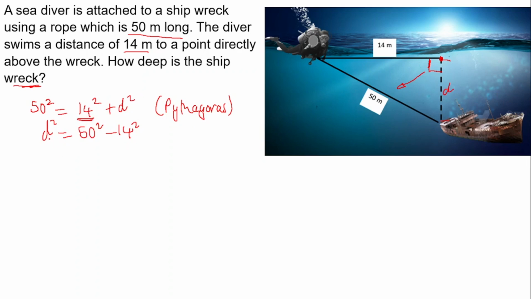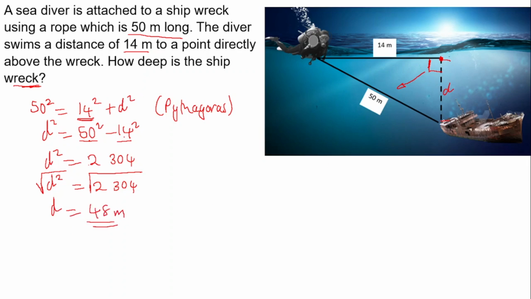And then now what we do to find d, we find the square root of this. Let's get 50 squared minus 14 squared. What is it? So d squared is equal to 50 squared minus 14 squared is equal to 2304, right? And then what we do after that, we square root both sides. So d squared, find the square root of d squared, and then find the square root of 2304, and then we find that d is equal to 48 meters. So the depth here is 48 meters.